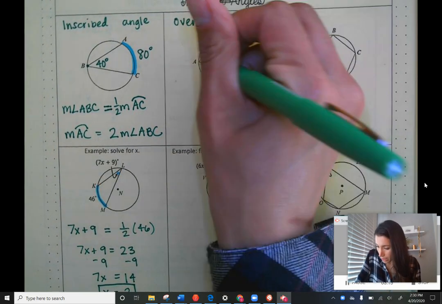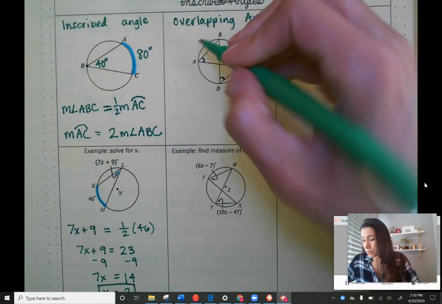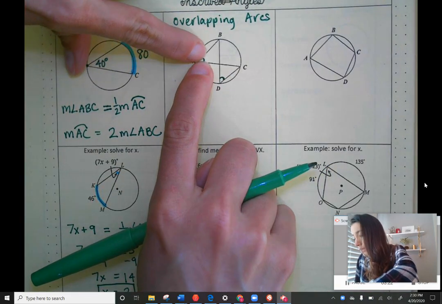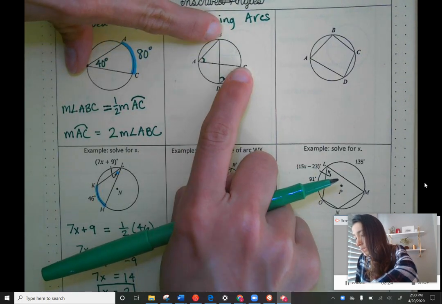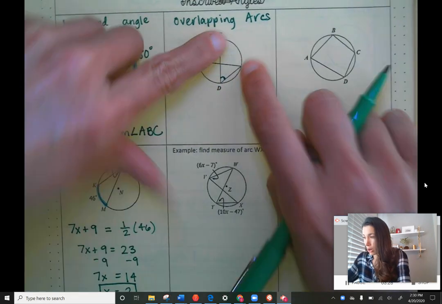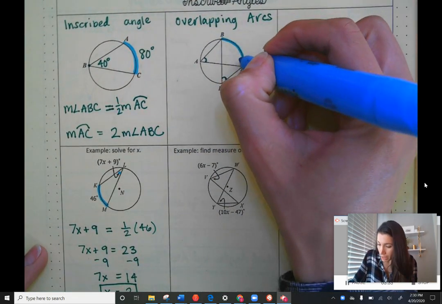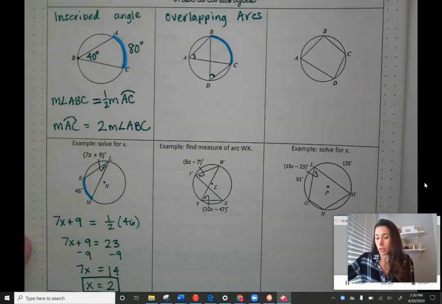So let's look at and compare angle A and angle D. And if you notice, when I trace angle A, the arc that it goes to is BC. And if we trace angle D, it also lands at that arc of BC. So these both have this arc in common. What that means is they have to be equal to each other, therefore.